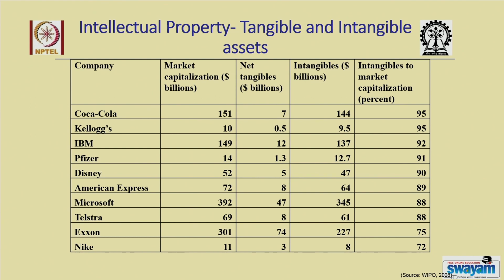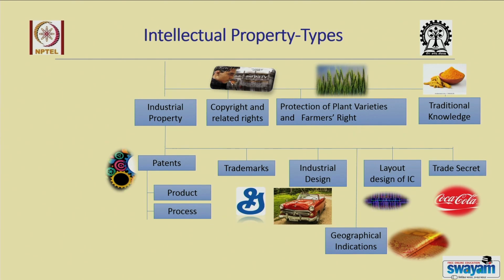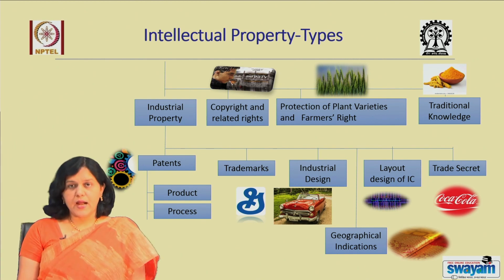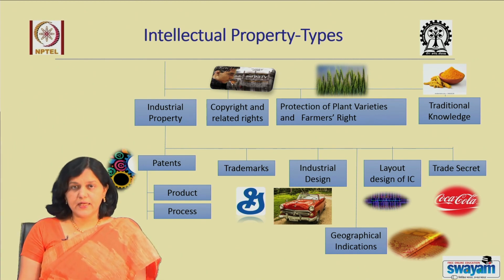So, Coca-Cola and Kellogg's have 95% intangible assets. IBM has 92%. Microsoft has 88% intangible assets. You can appreciate the shift and importance of IP. So, again check this classification: industrial property and copyright and related rights.